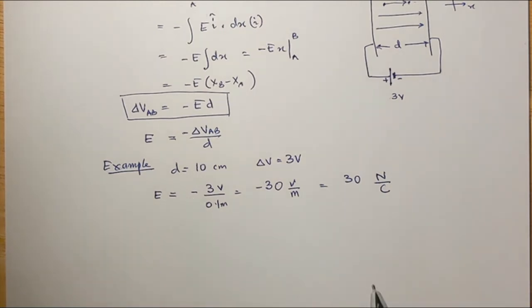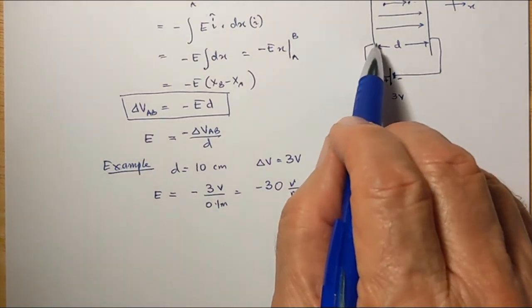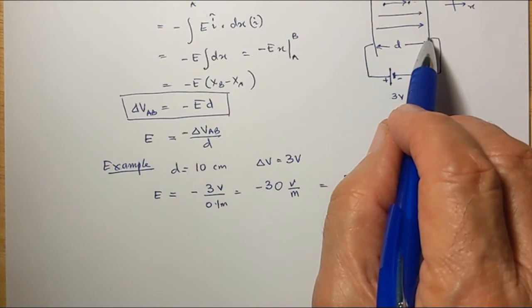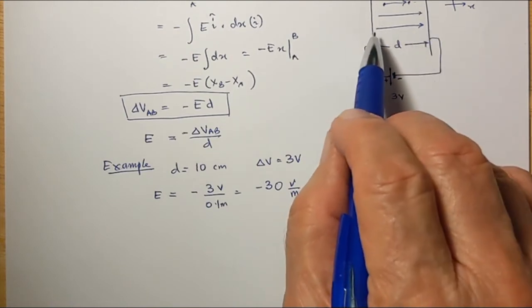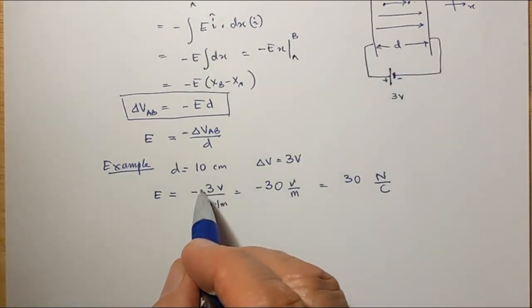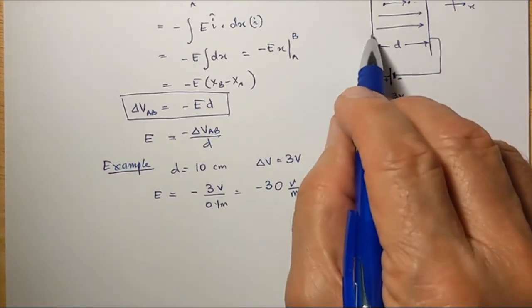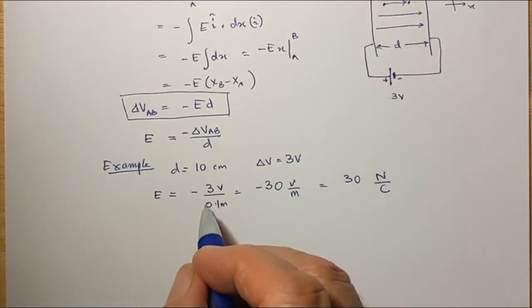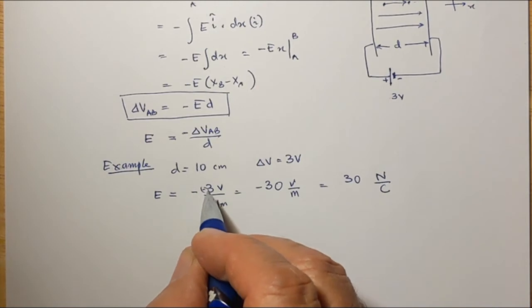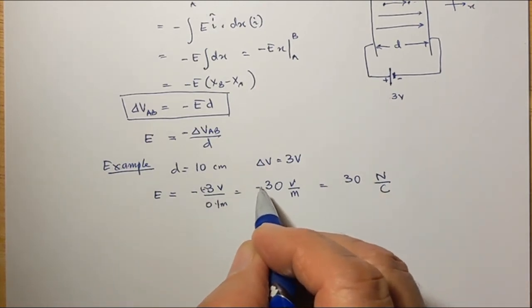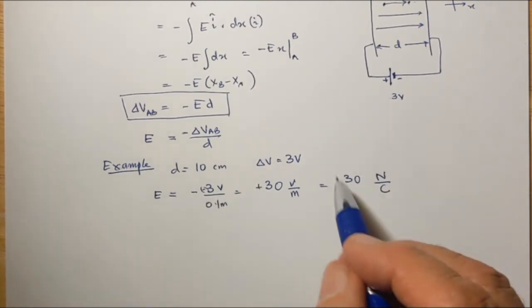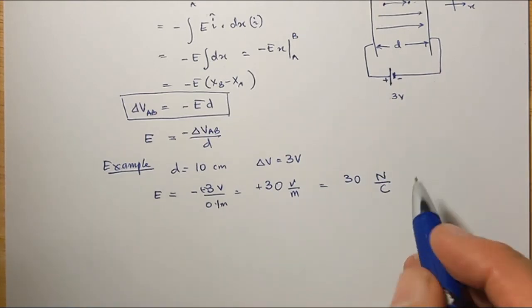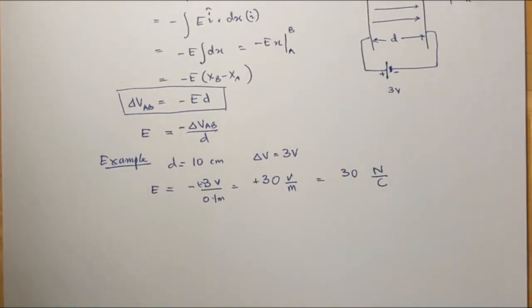Now, what to do about the sign? Well, if you're going from here to here, the voltage is decreasing. From A to B, the voltage is decreasing, so it should be taken as a negative. We're going from a higher potential to a lower potential, and so we should have added a negative here and another negative here, which makes it a positive. So the electric field is 30 newtons per coulomb in the positive x direction.